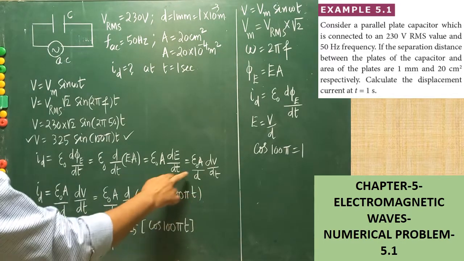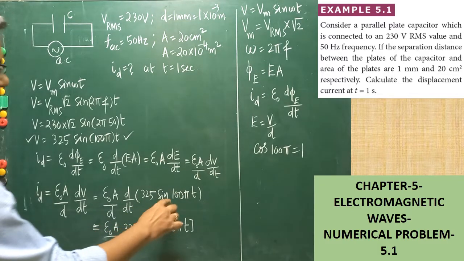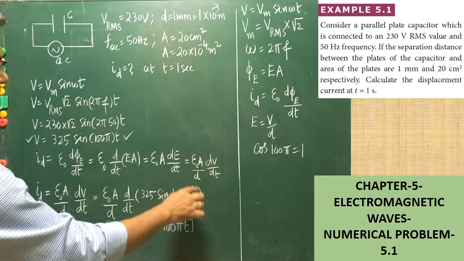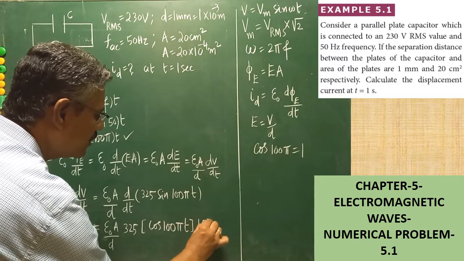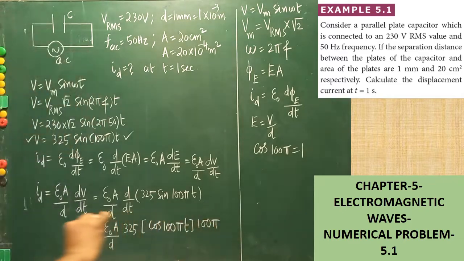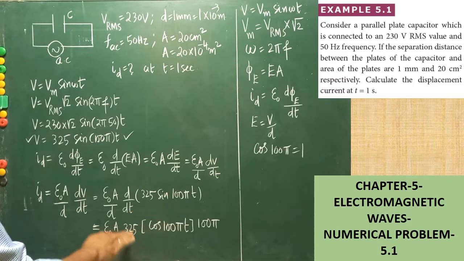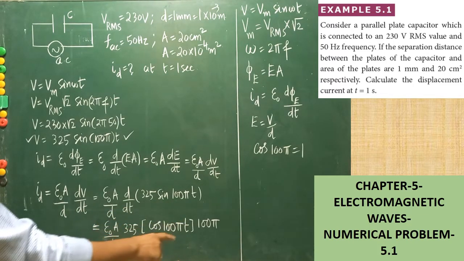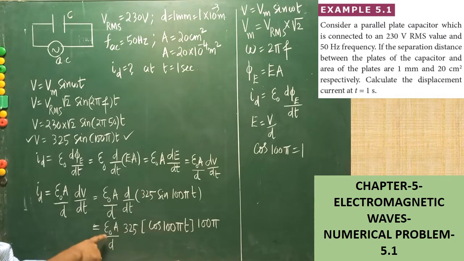If omega t is differentiated, you will get omega. So, which part is omega? 100 pi is the omega. Again, you will get 100 pi. So, this is the final one. Are you clear? So, now we have got a final expression. In this expression, instead of t, 1 second must be substituted and the rest of the constants must be substituted. You will get the answer. Understood?